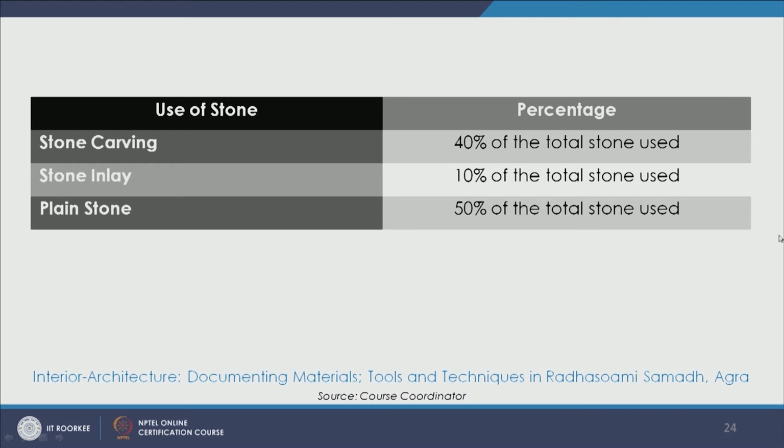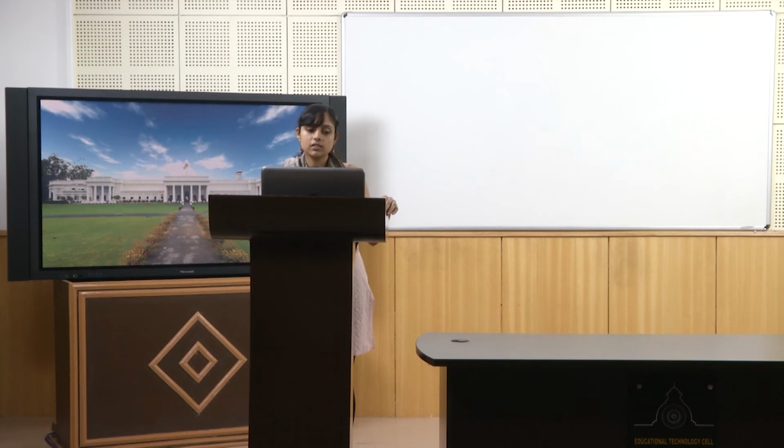So these are the kind of details that one gathers when they go to the site. They document, they understand the material, the kinds of techniques that the material embraces, and the skill sets of the karigars which are employed to make those. So these are very interesting facts that one gets to learn.